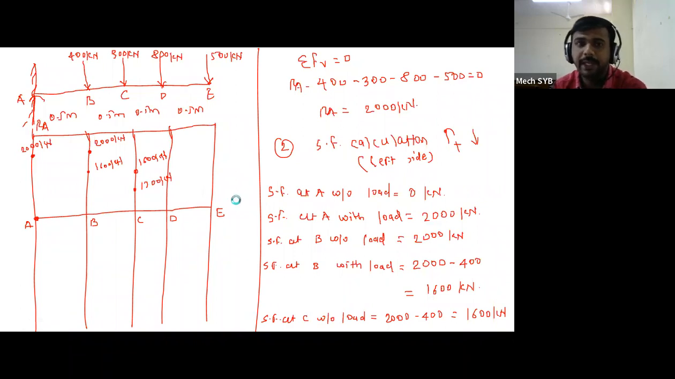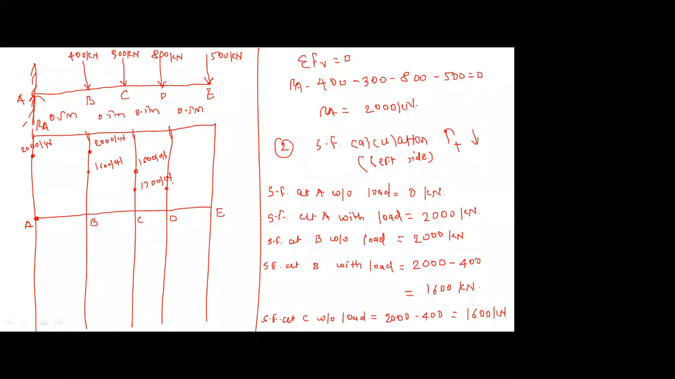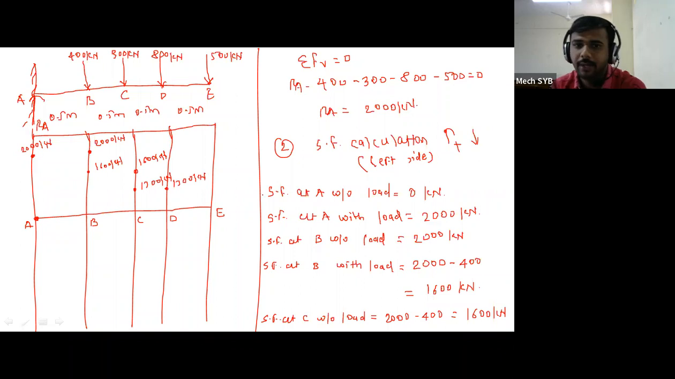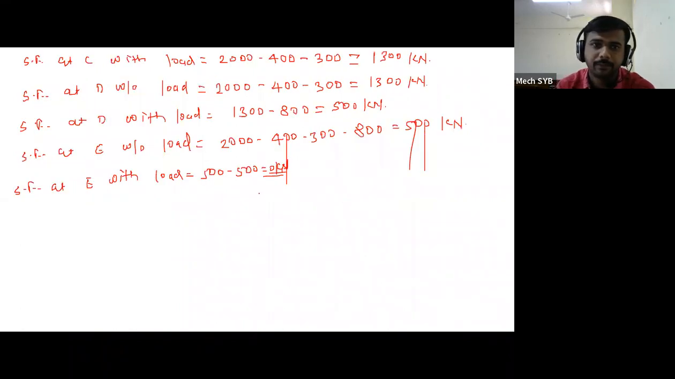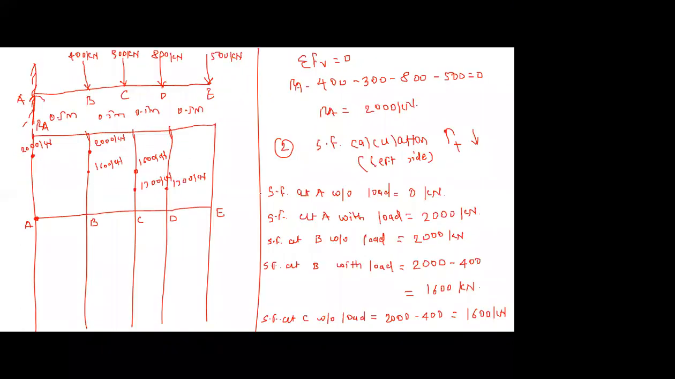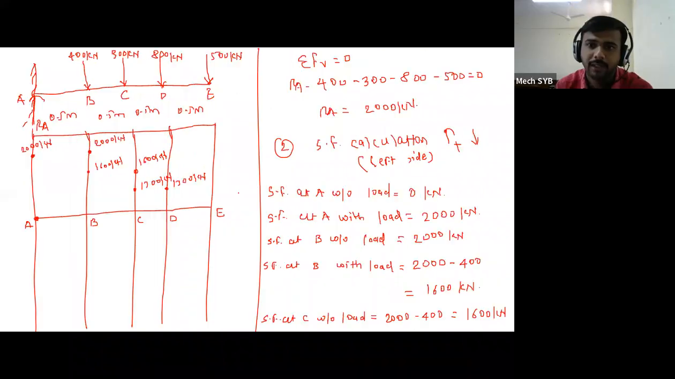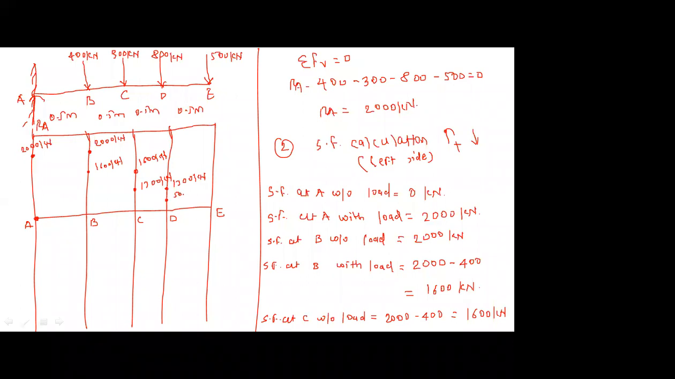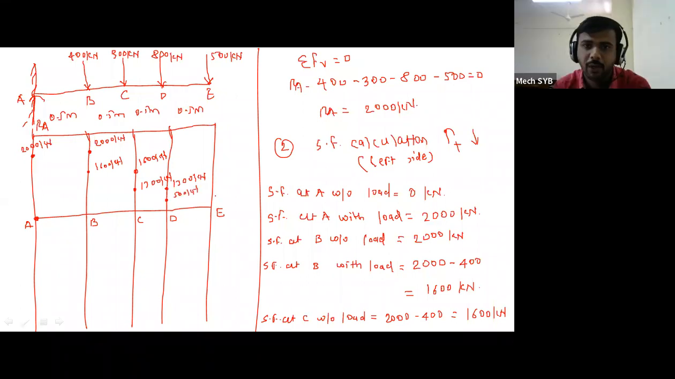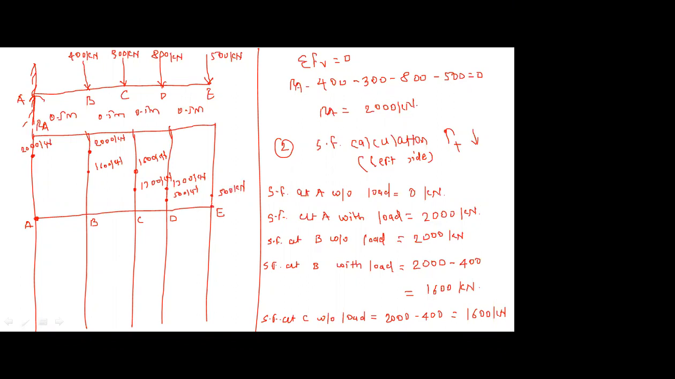SF at point D without load 1300 kilonewton. Sorry, at point D once again one more point load is there, that is 500. And SF at point E 500 kilonewton without load, and with load it becomes 0.